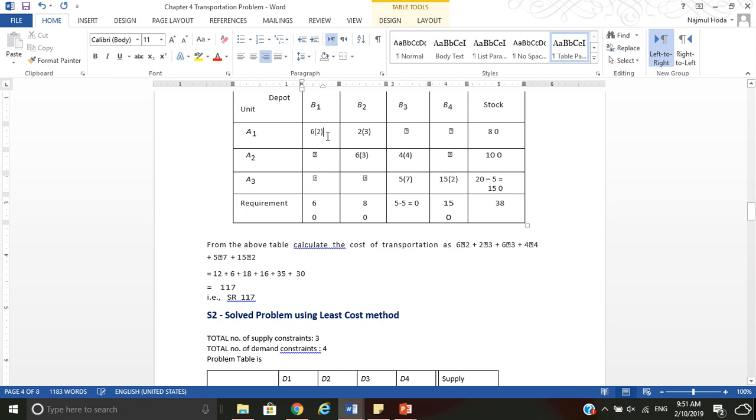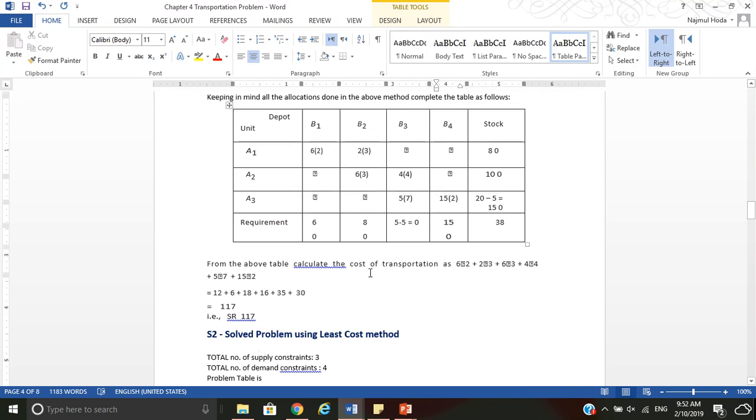So these are the routes. A1 to B1 we have selected 6 into 2. A1 to B2, 2 into 3. A2 to B2, 6 into 3. A2 to B3, 4 into 4, 5 into 7, 15 into 2. All are written here. Now just total them: 12, 6, 18, 18, 36, 52, 87, 117.